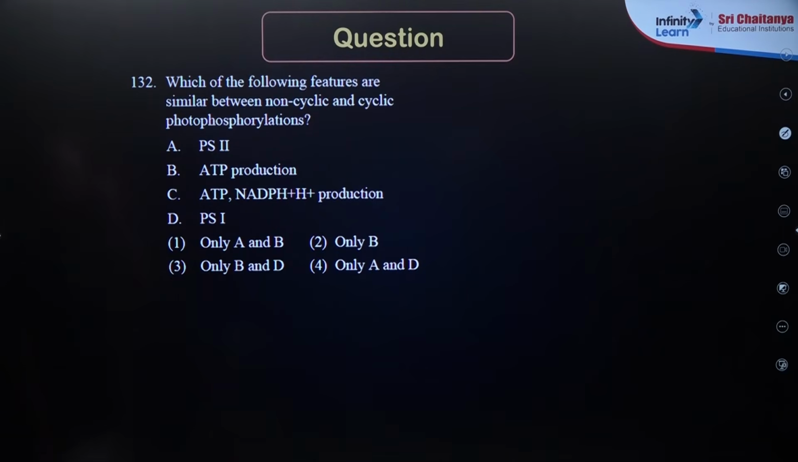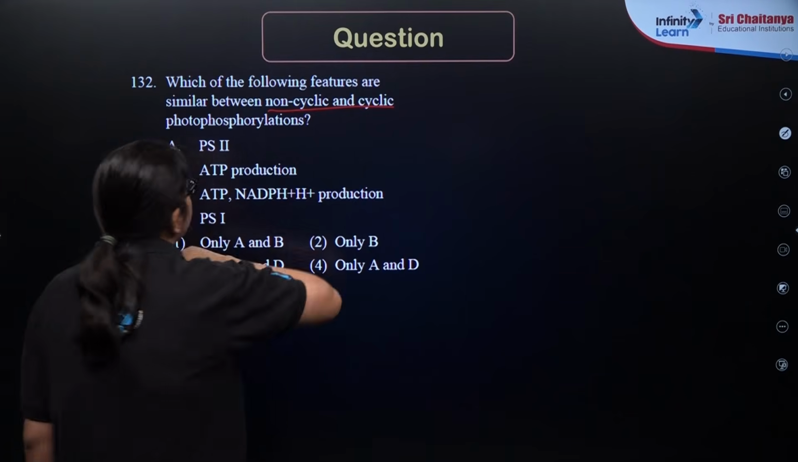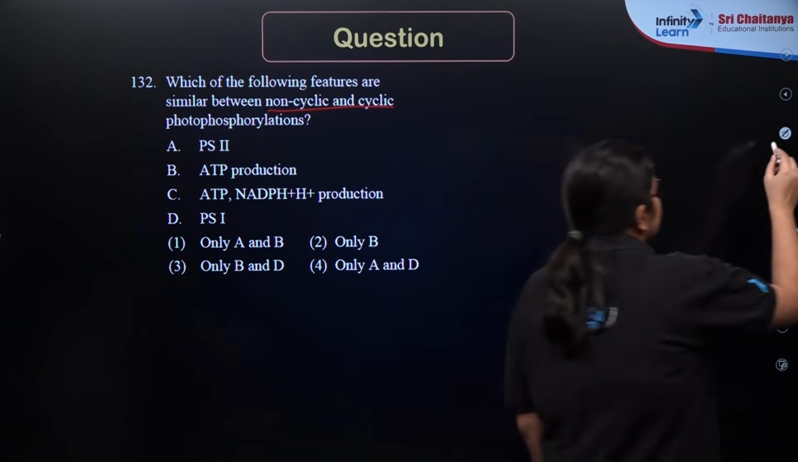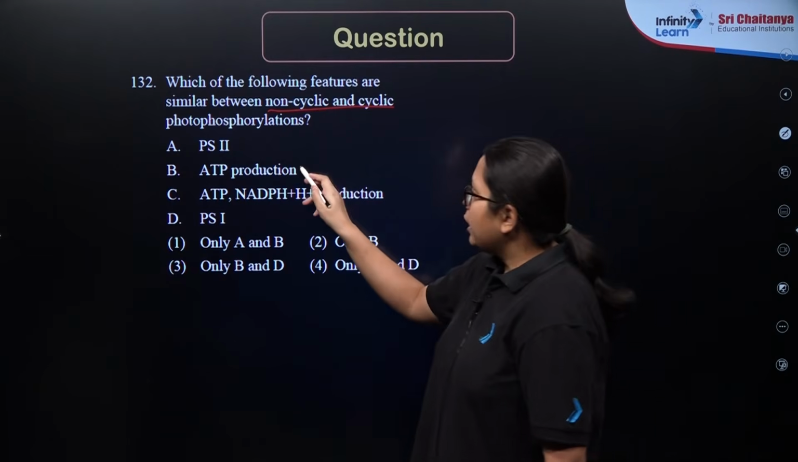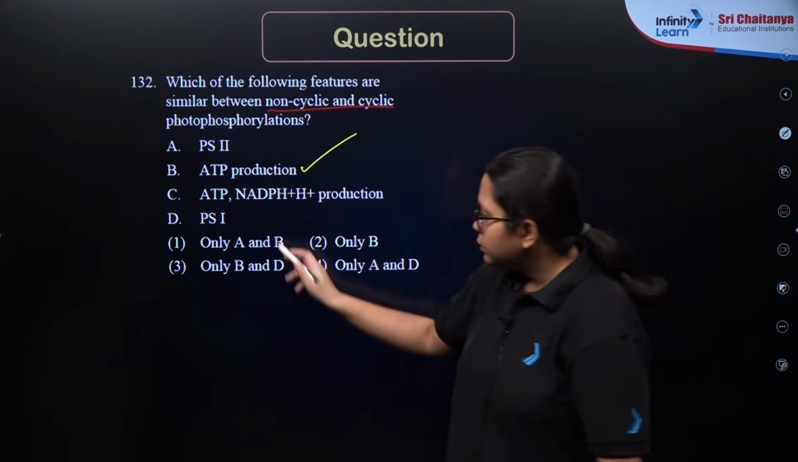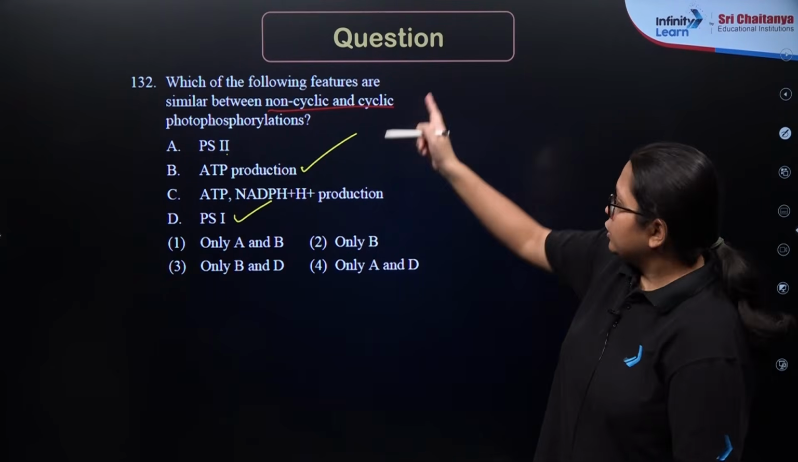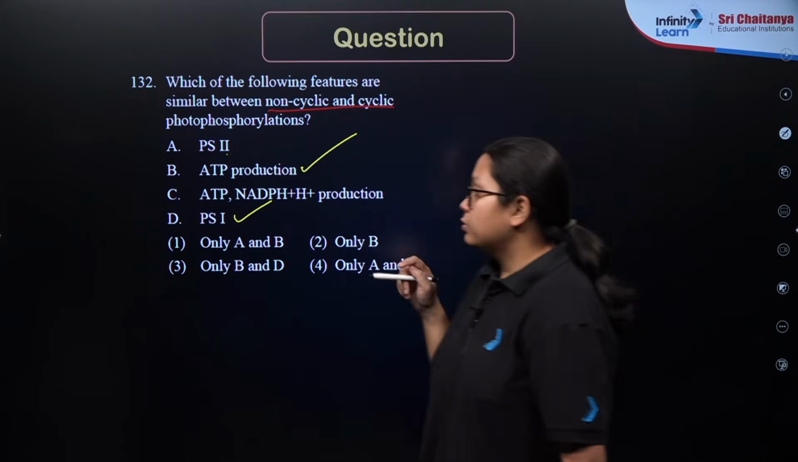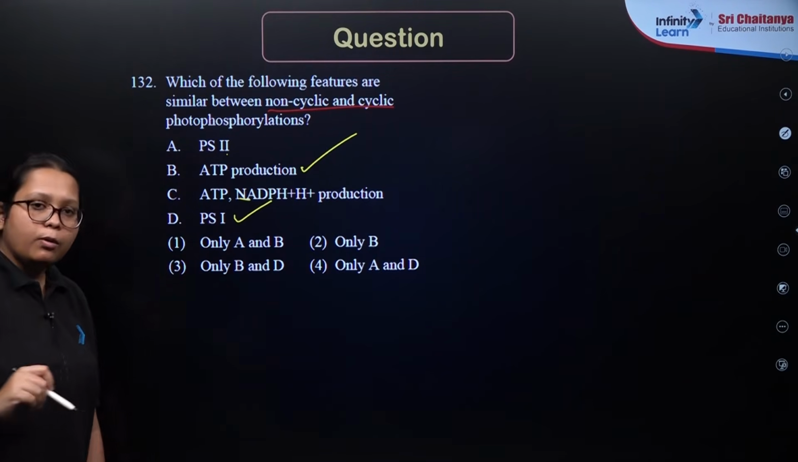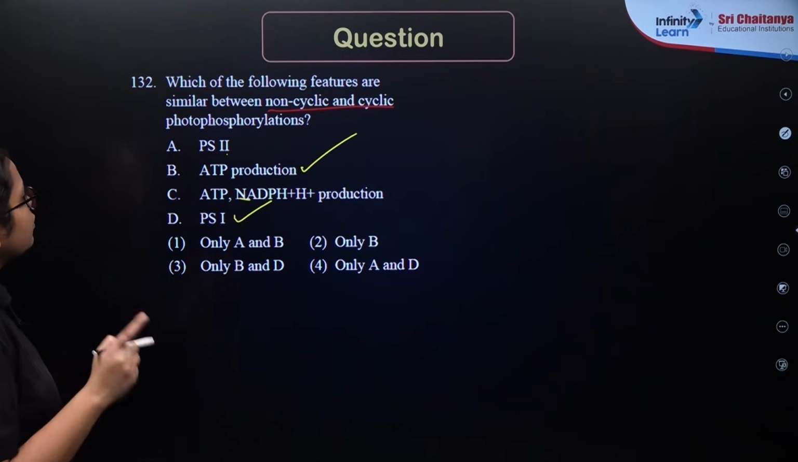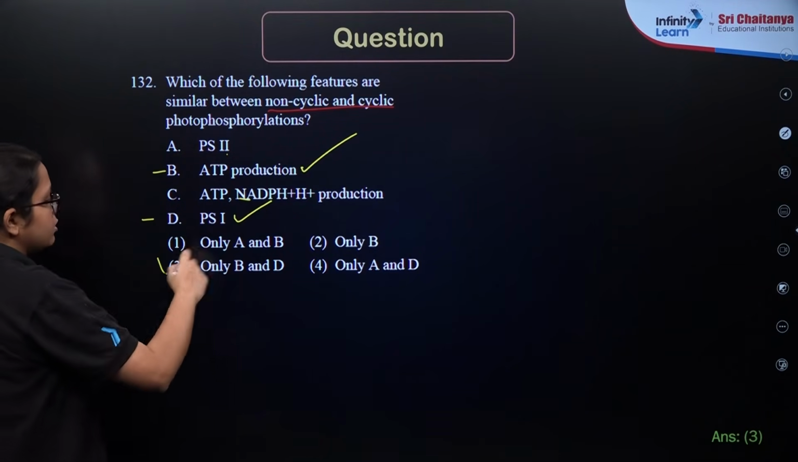Next, which of the following features are similar between non-cyclic photophosphorylation and cyclic photophosphorylation? So in both of them, ATP is formed. Both of them have PS1. PS2 is only found in non-cyclic phosphorylation, not in the cyclic one. So if PS2 is not found, that's why in the cyclic one, NADPH is also not formed, only ATP is formed. Okay, so which is common? B and D, the option number 3.